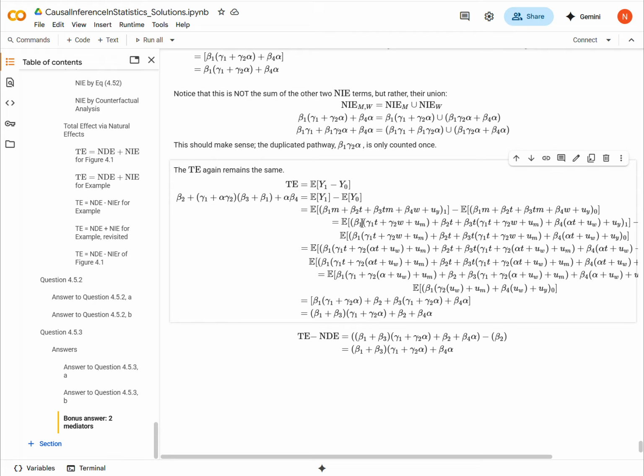Again, this is the same as it ever was, okay, because we're allowing all of the mediators to vary as they would as treatment varies. Okay, so we get the same answer. And then finally, we can find the TE minus NDE, and we get this expression right here. Okay, so we have one more video to make, and that will conclude all of the questions for this book.